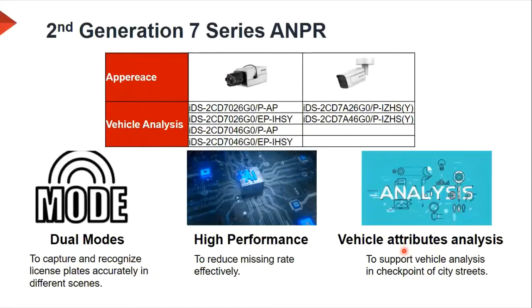All right, so there is a dual mode option to capture and recognize license plates accurately in different scenes, but I'm going to tell you exactly what the dual mode does. High performance, we've upgraded the hardware on these cameras a little bit. So it does it a little bit more accurate, a little bit faster, a little bit better. And then we can also do analysis, vehicle attributes, and so forth. So we can do more with these cameras nowadays than what we could have done with a 4 Series camera previously.